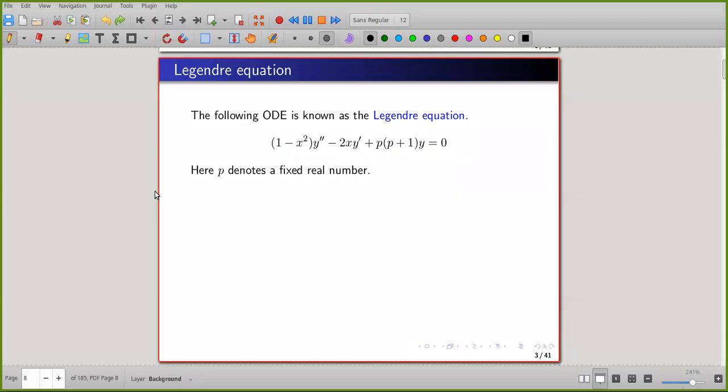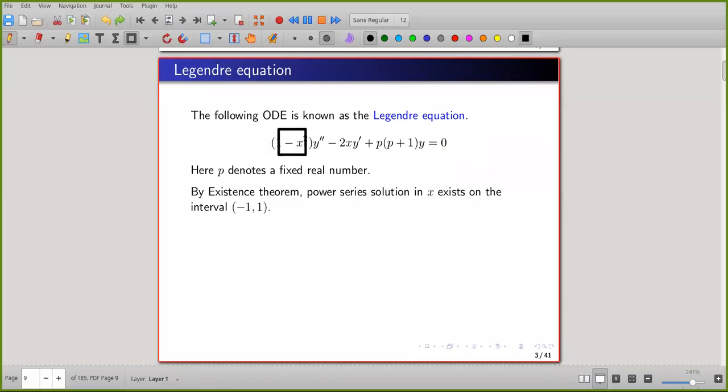So the following differential equation is known as the Legendre equation. Here p is a fixed real number. And by the existence theorem, a power series solution in x exists on the interval -1, 1. That's because this function over here does not vanish at x equal to 0.